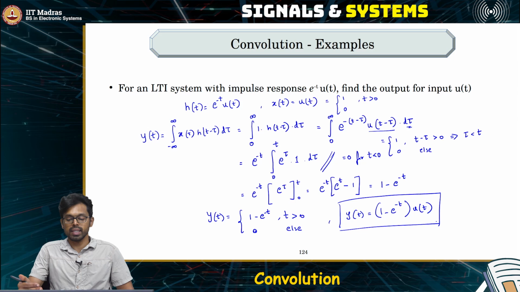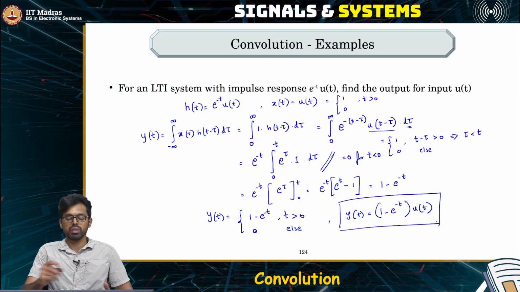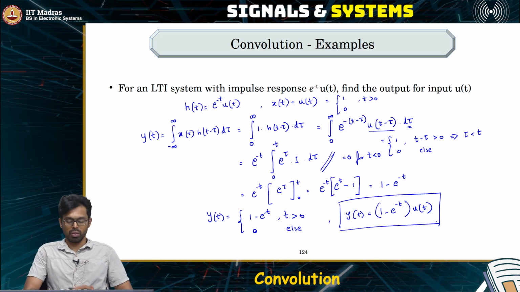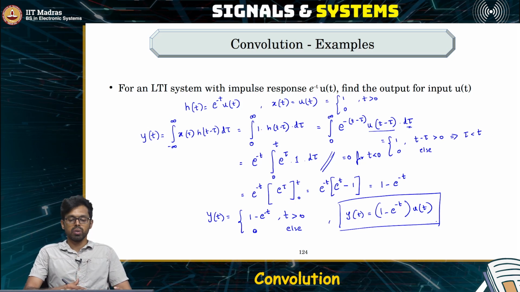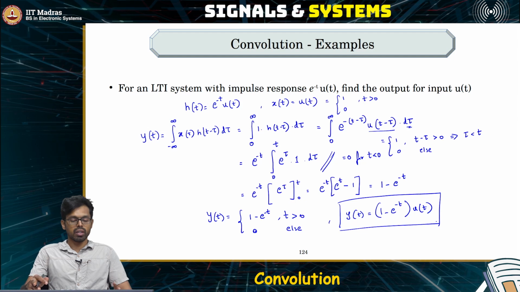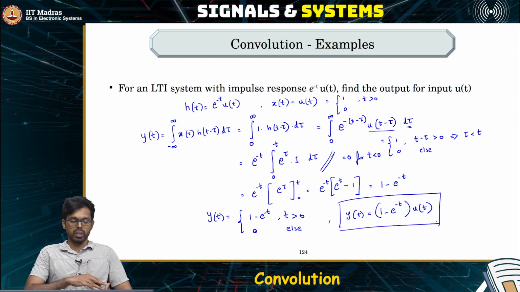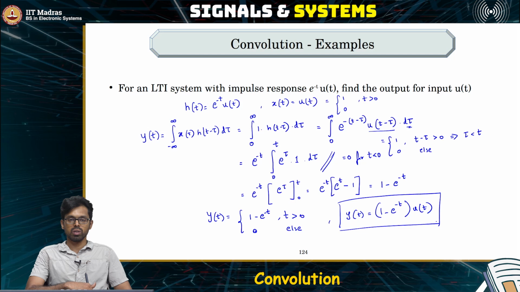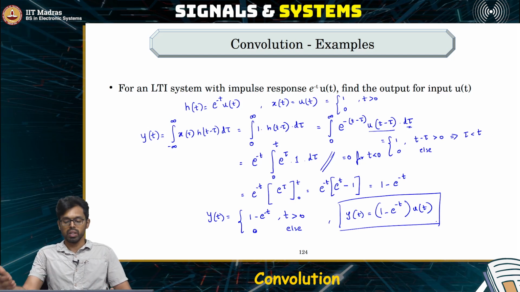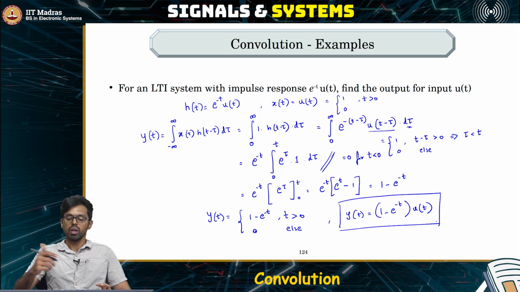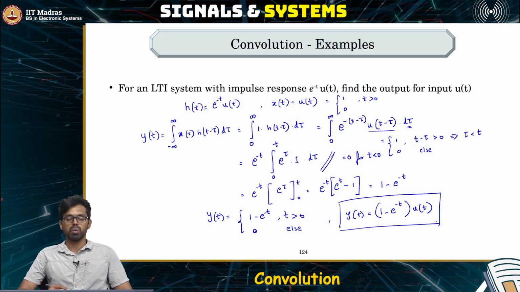So it so happens in this case, the analytical way of computing the output is easier than the graphical way. So you have to keep in mind that there are two ways to compute the output, either analytically or by the graphical method. In some cases the graphical method turns out to be easier, in other cases the analytical method turns out to be easier. So depending upon which is easier, you can use one of these techniques to find out the output of the LTI system.